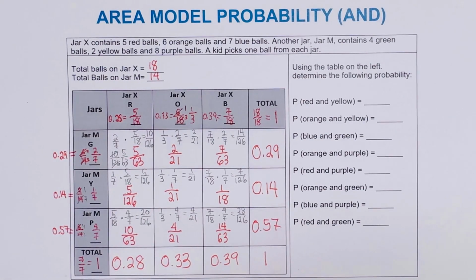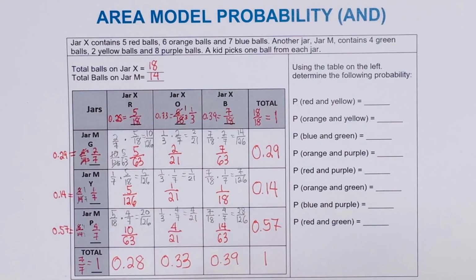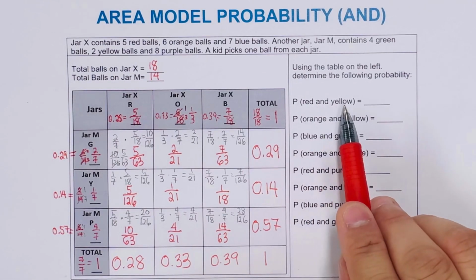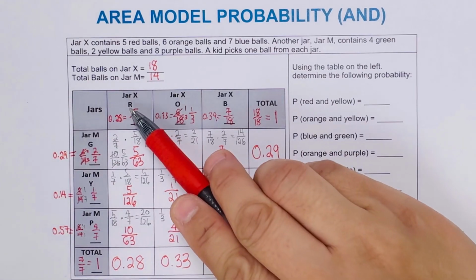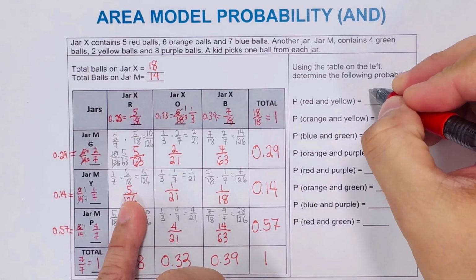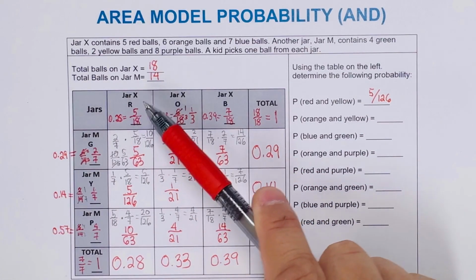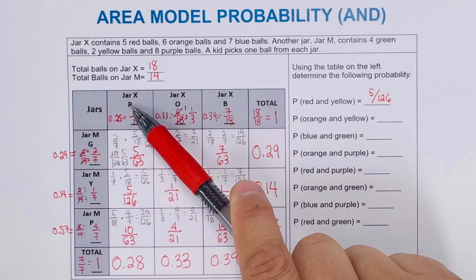Now let's have the probability of the following problems here. So let's start with the first one. What is the probability that a kid picks 1 ball from each jar? So pick 1 ball from the first jar and then another ball from the second jar. What is the probability that we get red and yellow? So red and yellow would be 5 out of 126. So that is red and yellow.